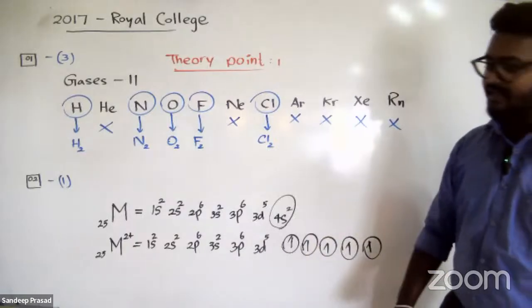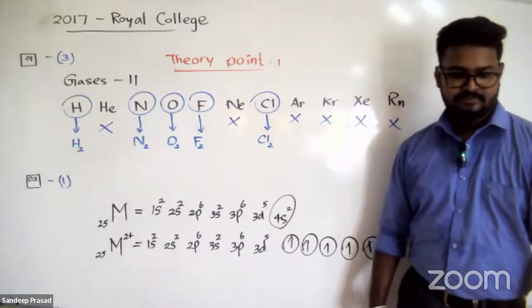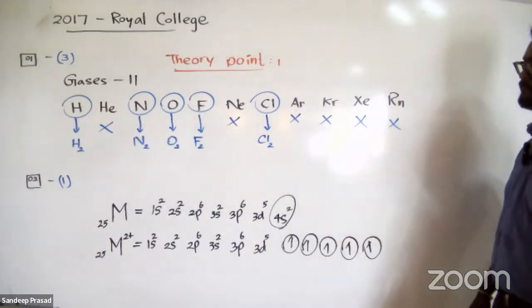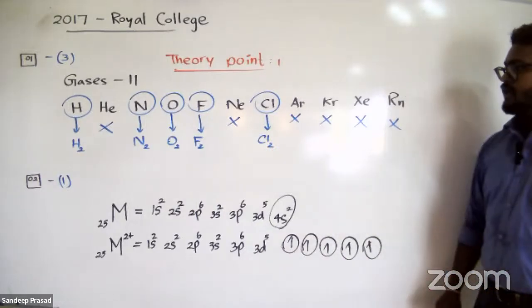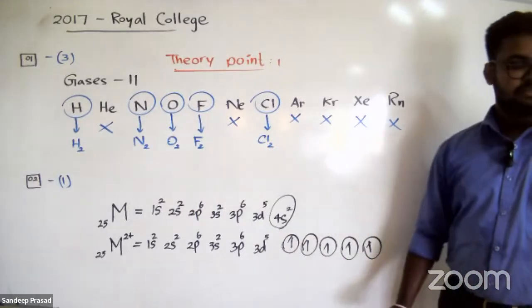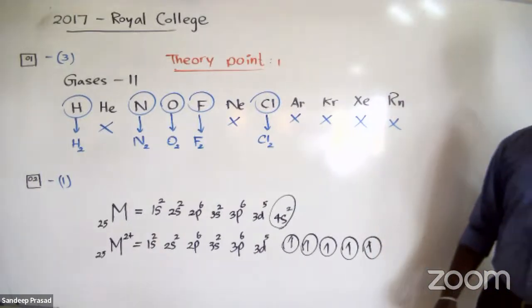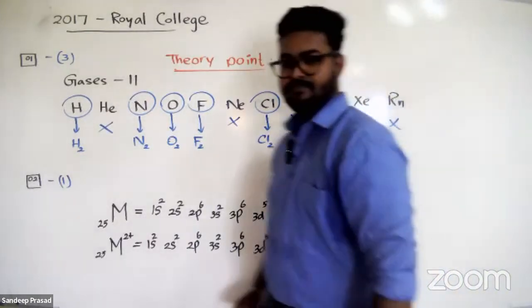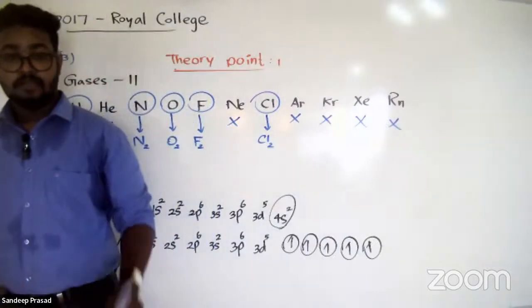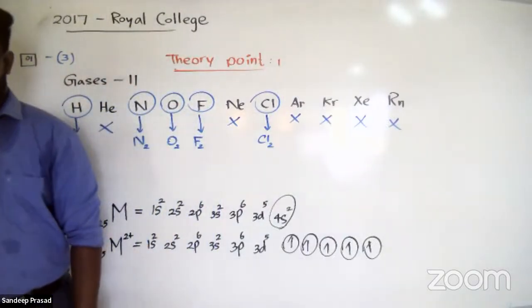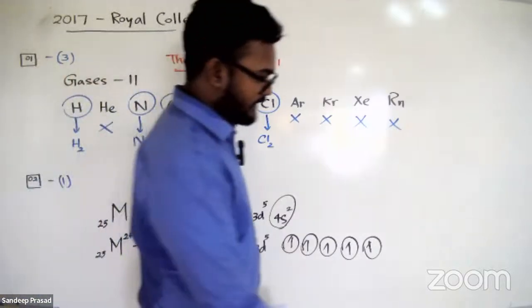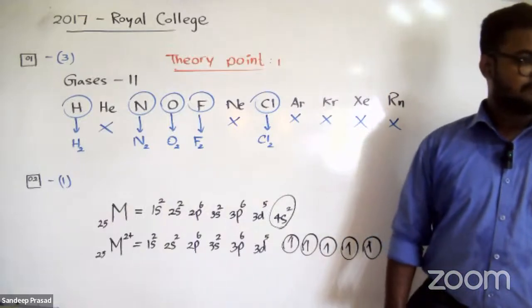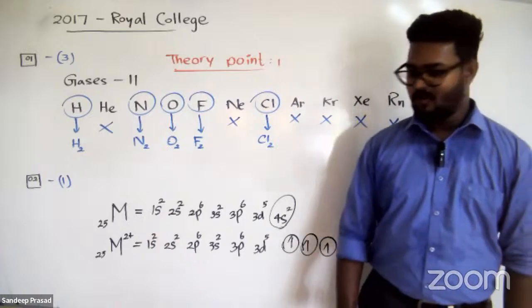So they have indirectly asked about manganese. How many unpaired electrons are there in manganese, Mn2 plus cation, right? Okay, let's revise the theory. As the theory point, let's revise 3d elements configuration. Can you remember 3d elements configuration? There are 10 elements in the fourth period, the 3d elements. What are the elements? Scandium, titanium, vanadium, chromium. Can you remember? Manganese, iron, cobalt, nickel, copper, zinc.